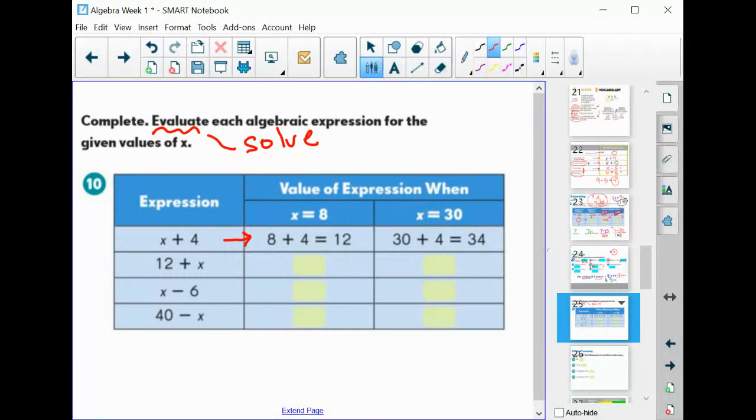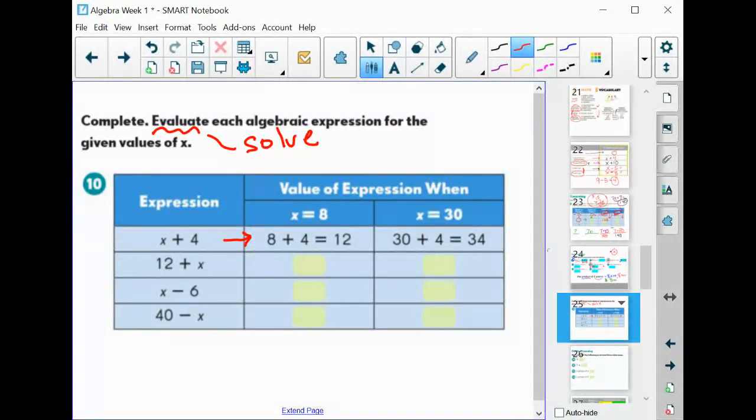Same thing that happened over here, x equals 30. So what we did is replace that x value in our x plus 4, and then we evaluated to find the sum of 30 plus 4, which is 34. So we're going to do the same thing here.